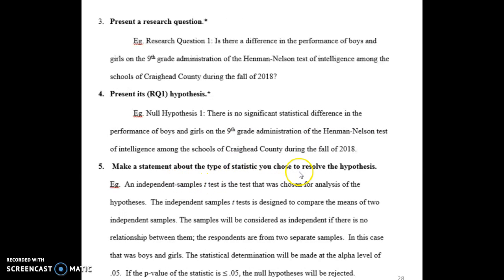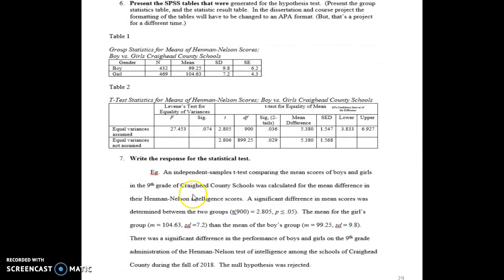Then you're going to make a statement about the statistic. And I think I went back to Cronk and got this. An independent samples t-test is the test that was chosen for analysis of the hypothesis. The independent samples t-test, that should not have an S on it there. But anyway, you can read about that. You just do the same thing. And it talks about the alpha level and that sort of thing. So that's the statement you want to make. And obviously, later when we do the real thing, you're going to have to do that as well.